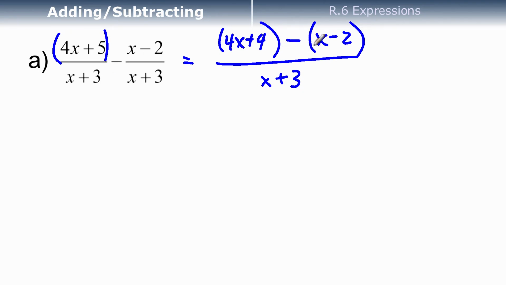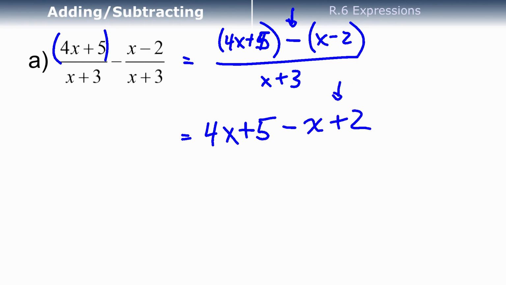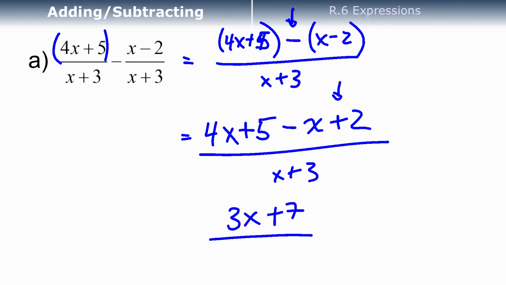But that's a key thing for this one because that there is a dirty, rotten, filthy, stinking negative. So if I drop brackets here, it'd be 4x plus 5. And then here this would be a minus x plus 2. Lots of students get that one wrong right there. All over x plus 3. Collecting like terms on the top, I'd come up with 3x plus 7 all over x plus 3.